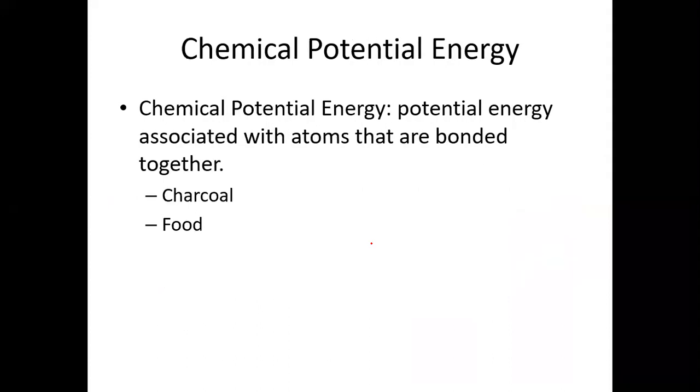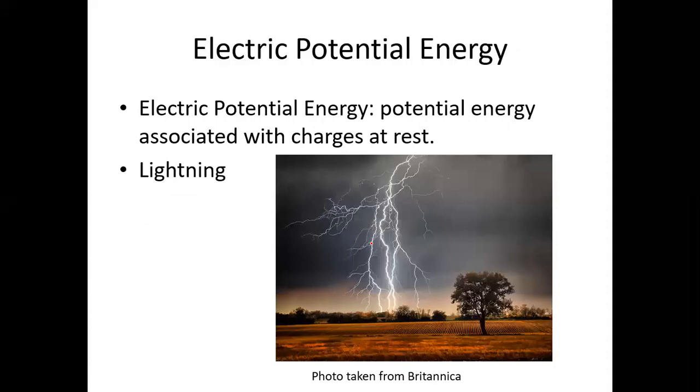Another example is chemical potential energy. Chemical potential energy is the potential energy associated with atoms that are bonded together, for example, charcoal and food. This potential energy is released when the bonds break, through burning or combustion. In the case of food, through digestion, the food breaks down to release the chemical potential energy to be utilized by our bodies.